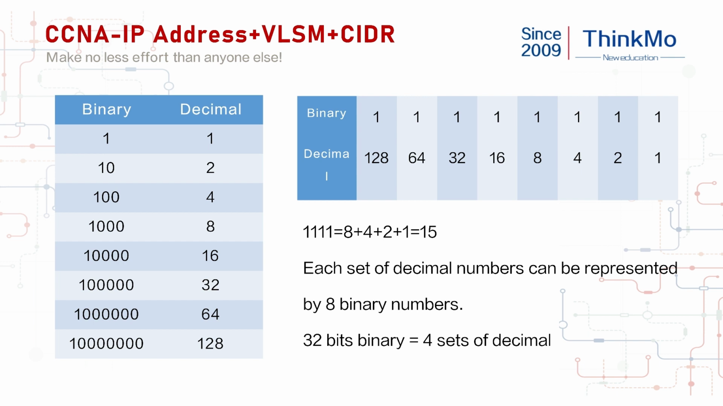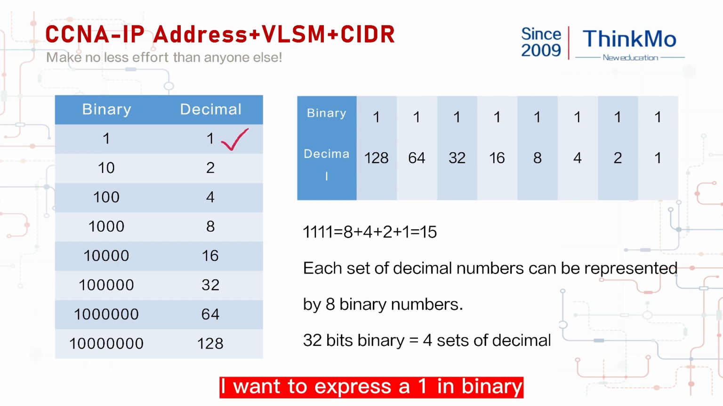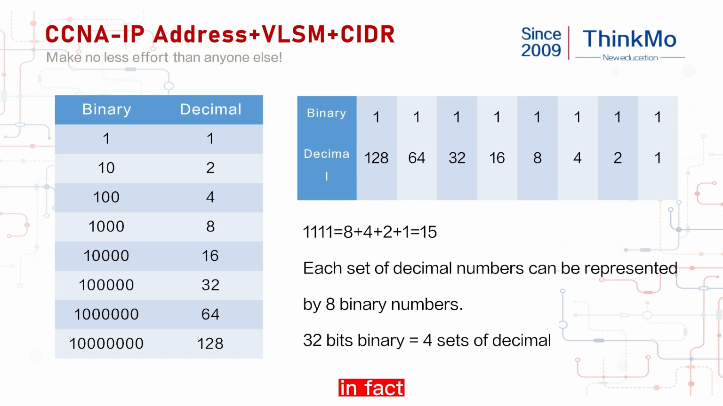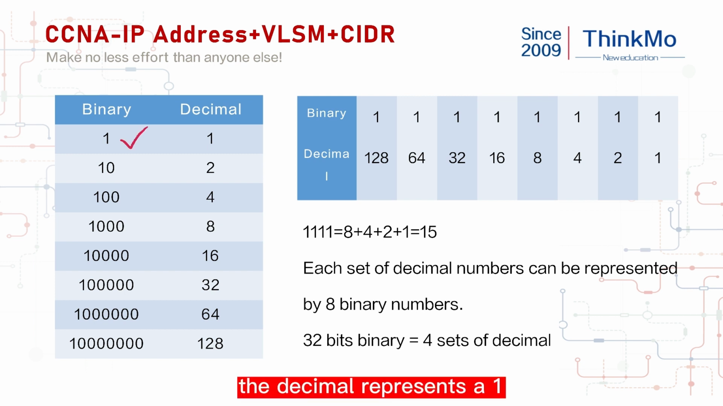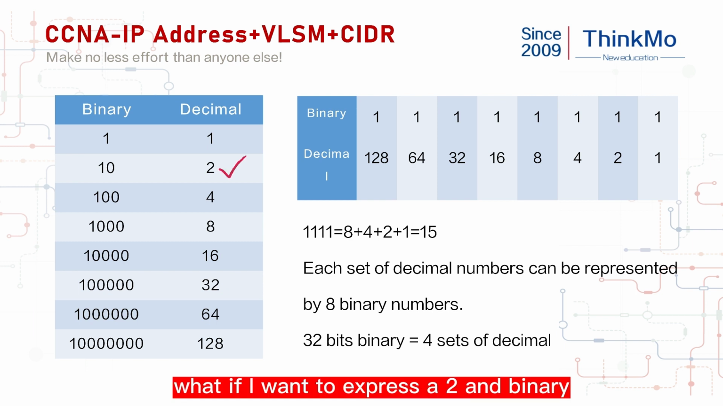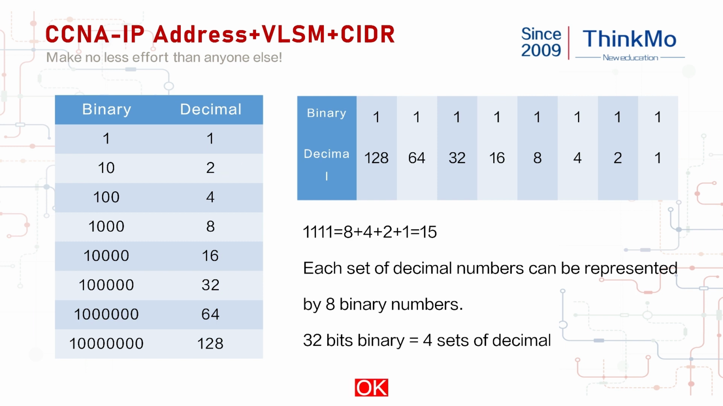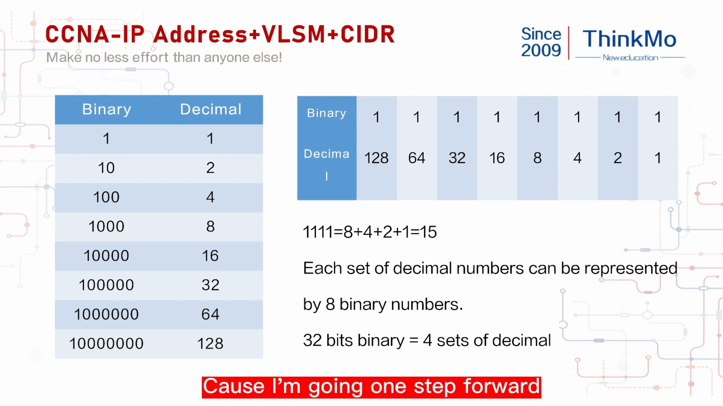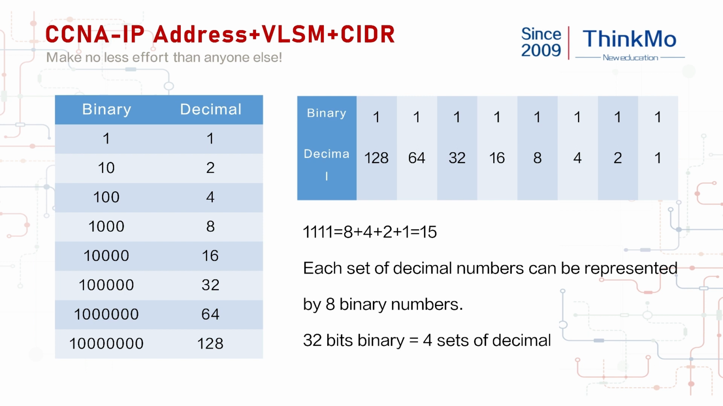For example, I want to express 1 in binary. In fact, the decimal represents 1. Now here comes the problem. What if I want to express 2 in binary? Okay, 10, because I'm going 1 step forward. 10 is 2 in our decimal system. If 3 is expressed in binary, the last bit is 0 plus 1, so it's 11. In decimal it represents 3.